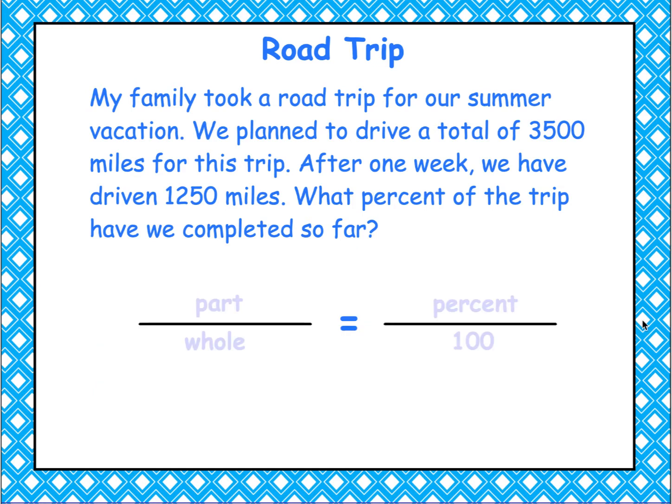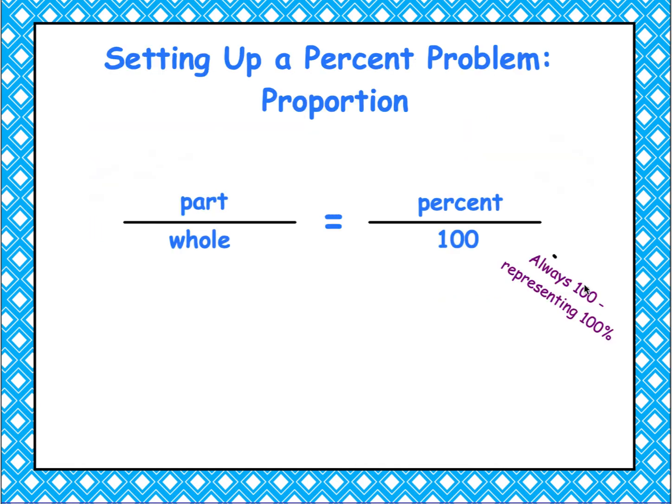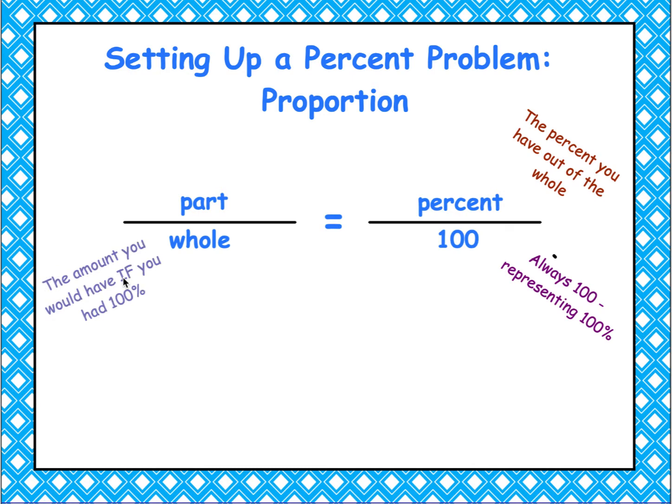So when we go to set up our proportion, we have to think about where everything goes. Now, we know that in our percent proportion, 100 always is going to go there. Remember, the denominator on the right side is always going to be 100 because it's always representing 100%. Above it is where we're going to put the percentage we have out of the whole. The whole, remember, represents the amount you would have if you had 100%, and the part represents how much you have out of the whole.